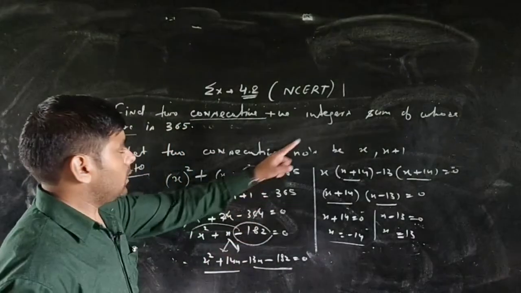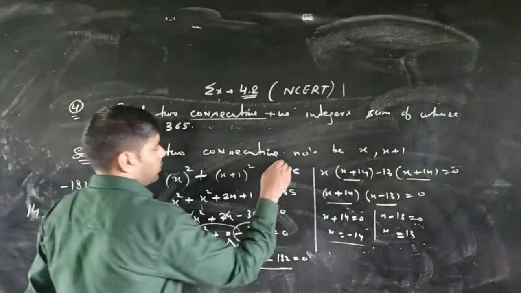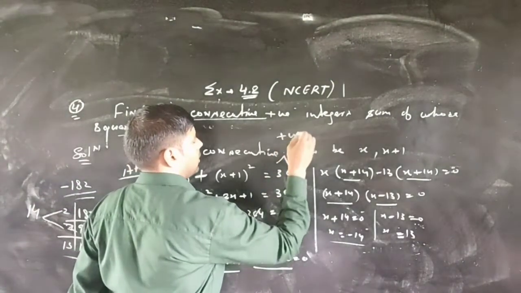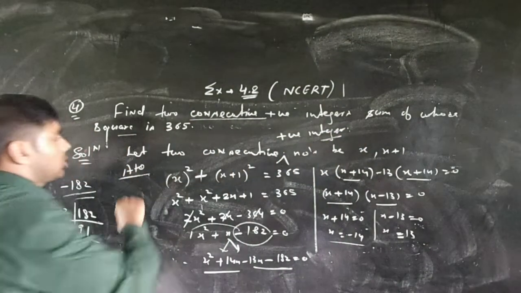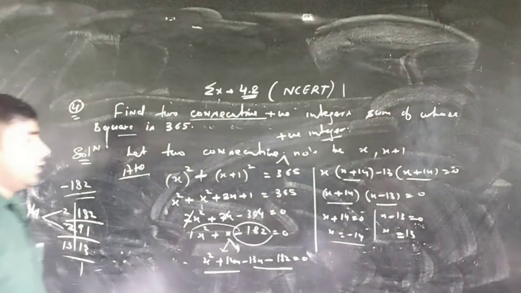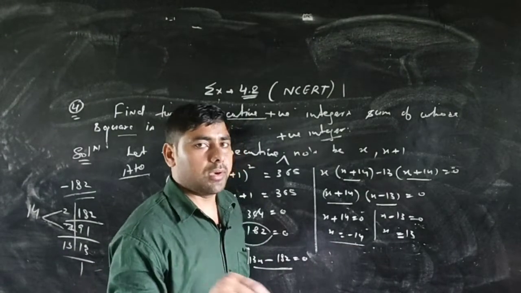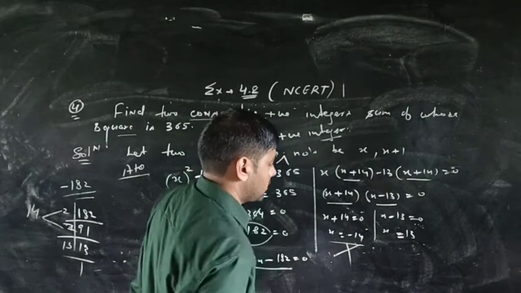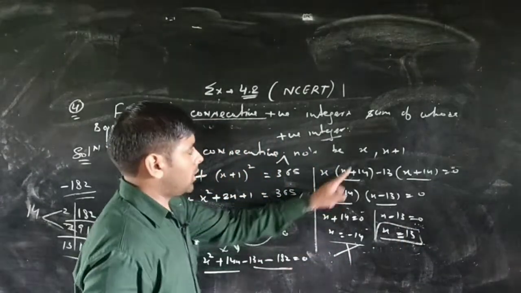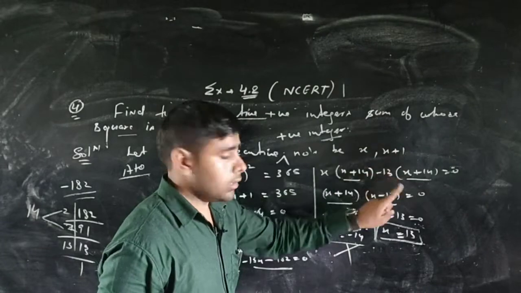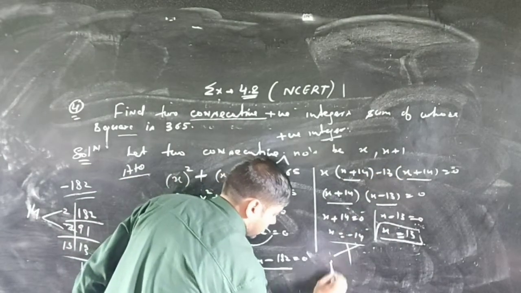This x is two consecutive positive integers. These are two consecutive positive integers. This minus 14 is not a positive integer, it is a negative integer. Neglecting this, x is equal to 13. If this one number is 13, then the other number is 13 plus 1, 14.